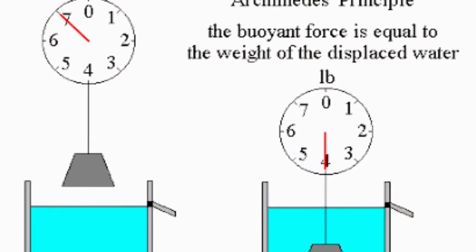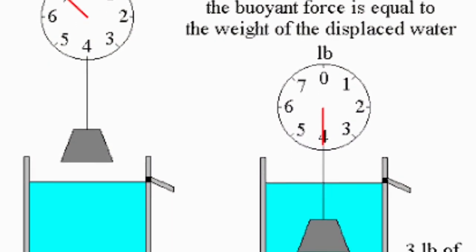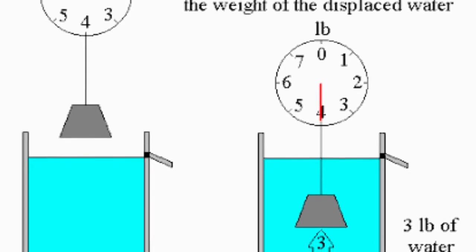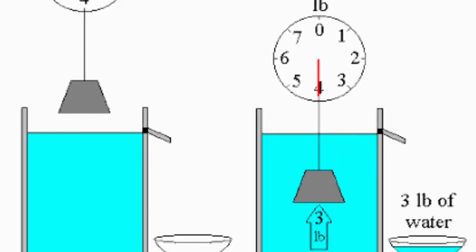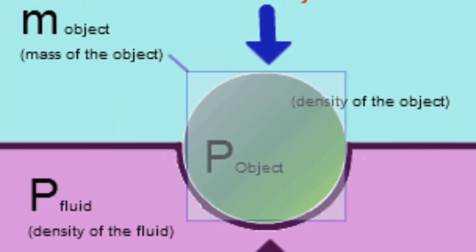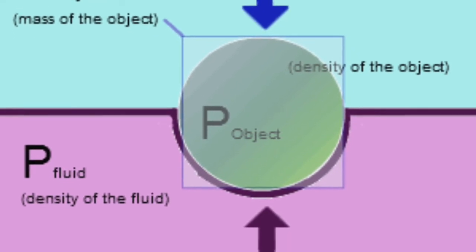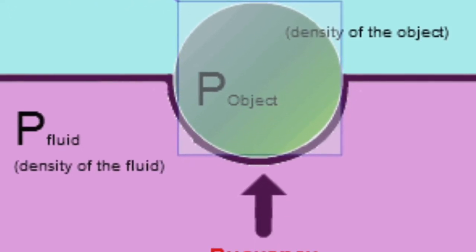Factors that affect buoyancy are the density of the fluid, the volume of the fluid displaced, and the local acceleration due to gravity. The buoyant force is not affected by the mass of the immersed object or the density of the immersed object.